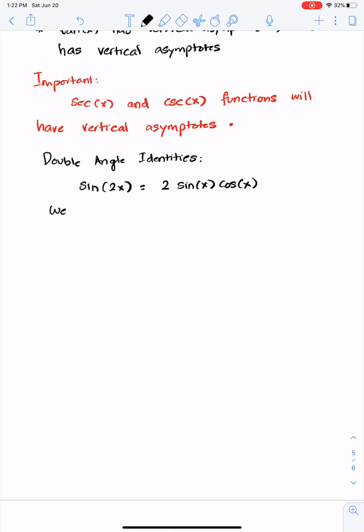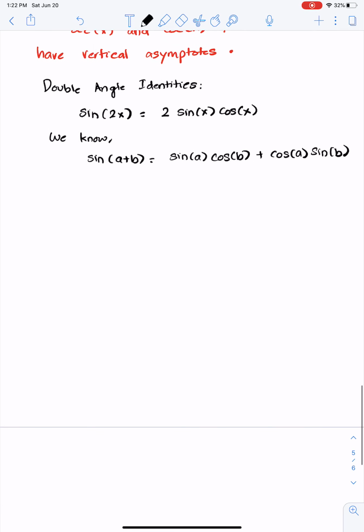So we know from earlier, sine a plus b is sine a cosine b plus cosine a sine b. I'm simply going to plug in a equals x and b equals x. So that would mean the left-hand side is sine x plus x. The right-hand side is sine x cosine x plus cosine x sine x.